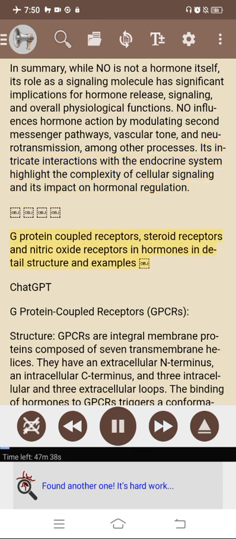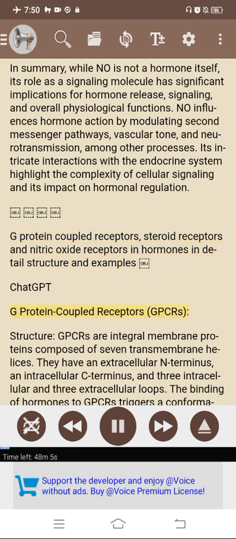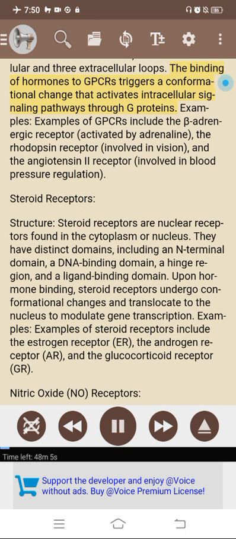G-protein coupled receptors, steroid receptors and nitric oxide receptors in hormones in detail. Structure and examples. ChatGPT. G-protein coupled receptors, GPCRs. Structure. GPCRs are integral membrane proteins composed of 7 transmembrane helices. They have an extracellular N-terminus, an intracellular C-terminus, and 3 intracellular and 3 extracellular loops. The binding of hormones to GPCRs triggers a conformational change that activates intracellular signaling pathways through G-proteins. Examples. Examples of GPCRs include the beta-adrenergic receptor activated by adrenaline, the rhodopsin receptor involved in vision, and the angiotensin II receptor involved in blood pressure regulation.